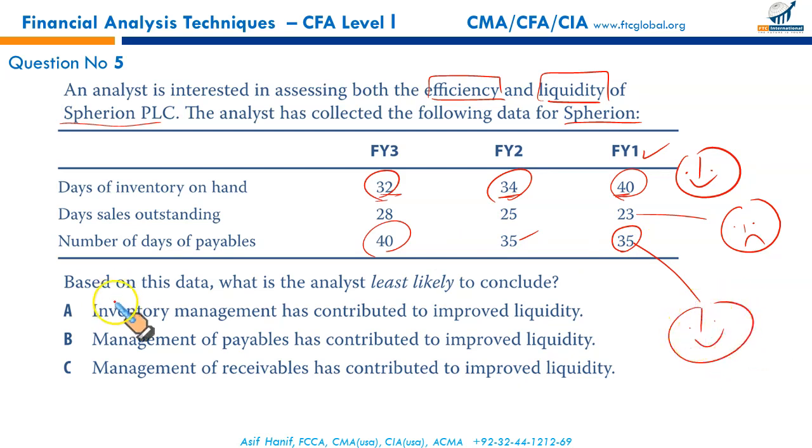Now, what the question is, based on this data, what is the analyst's least likely conclusion from this? First, least likely: inventory management has contributed to improved liquidity. Yes, inventory management has improved liquidity. Now we are frequently selling our goods. Inventory turnover has increased, or in other words, we hold on to our inventory for fewer days. Good for us. It's a correct one.